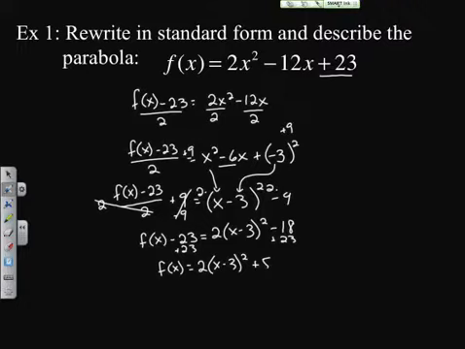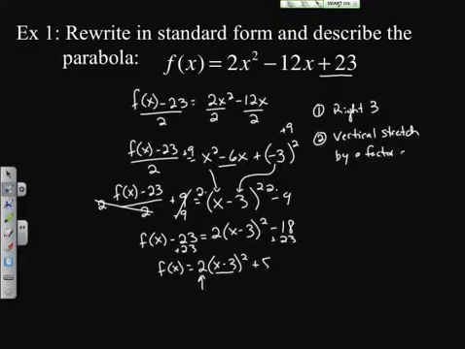So that gives us our function in standard form, and we remember that our first description is that the parabola has moved to the right 3 units because of that x minus 3. Then, second, it's a vertical stretch by a factor of 2. So we know it still opens up. It's just a vertical stretch. It's not reflected. And then the last thing that happens is this plus 5. So that's going to move it up 5 units.